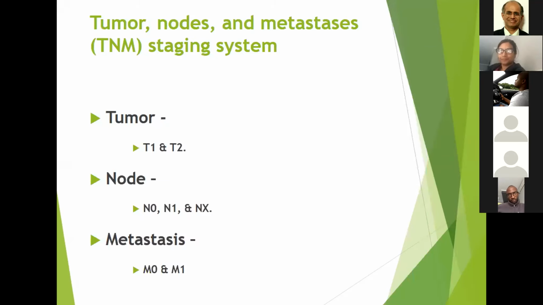So this is your TNM staging according to site. So your T is for the tumor, which basically your T1 is the tumor confined to the original site, and T2 is where the tumor extends beyond that site. With your nodes, your N0 is no nodal involvement, N1 is nodal involvement, and NX is when there is unknown involvement of the nodes. And for metastatic disease, M0 is for no metastasis, and M1 is when metastases are present.